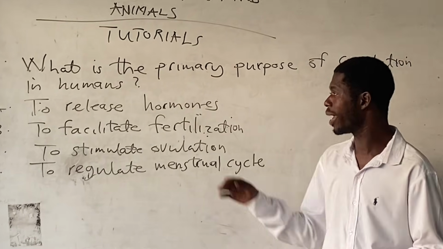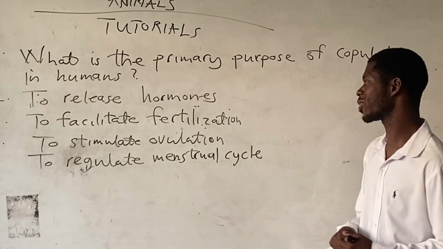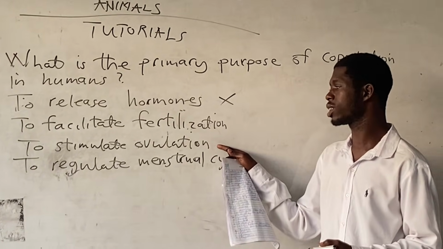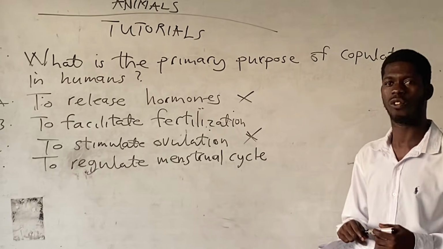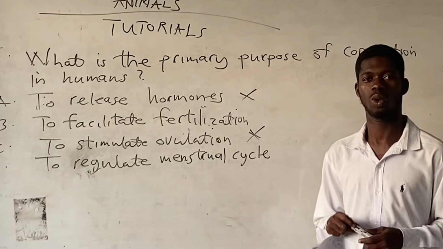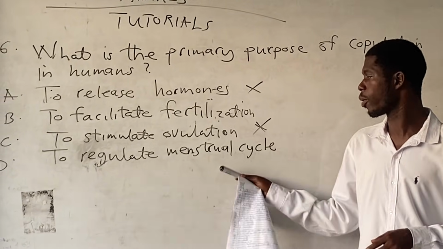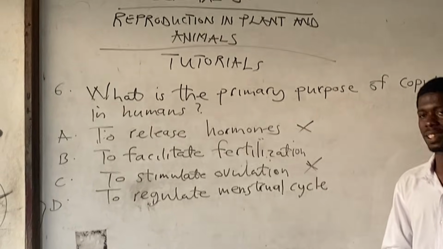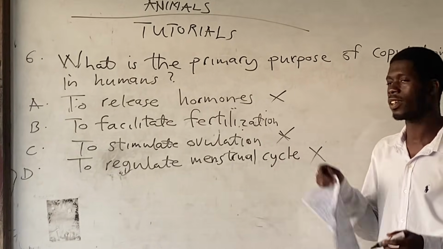Okay. So A, to release hormones. No, you don't have sex to release hormones, so it's totally wrong. To stimulate ovulation, which is false as well, because you don't have sex to stimulate ovulation. Now, D, to regulate menstrual cycle. No, you don't have sex for that.